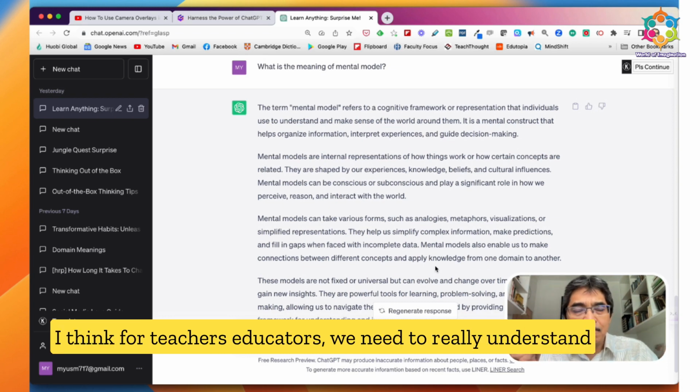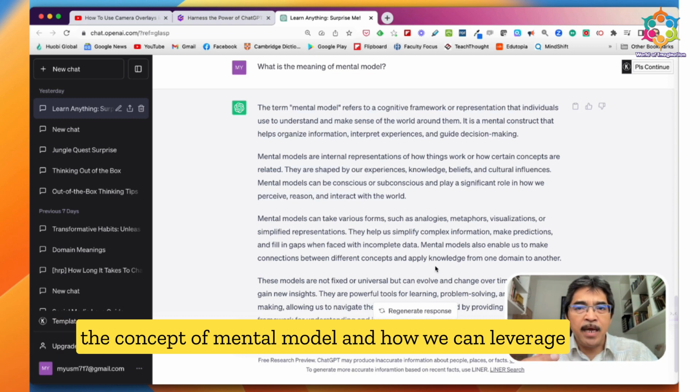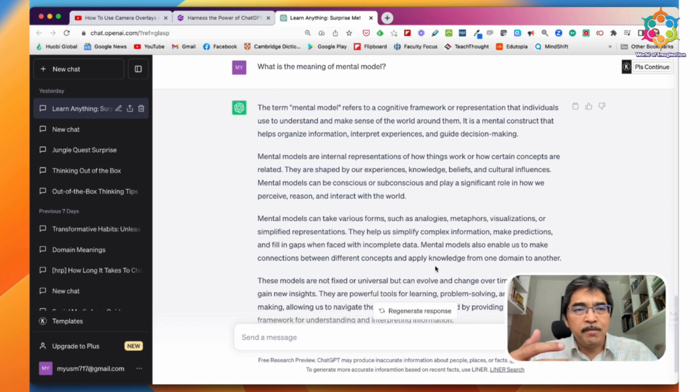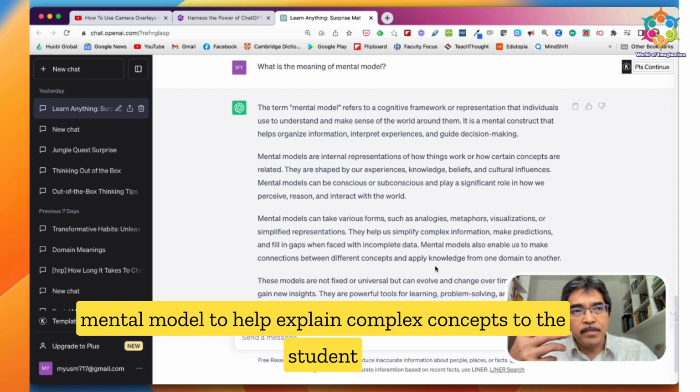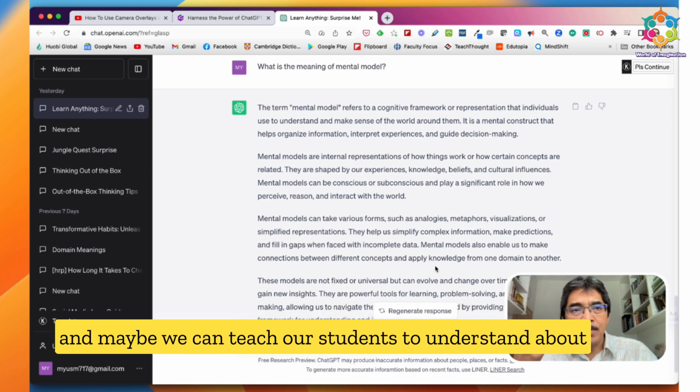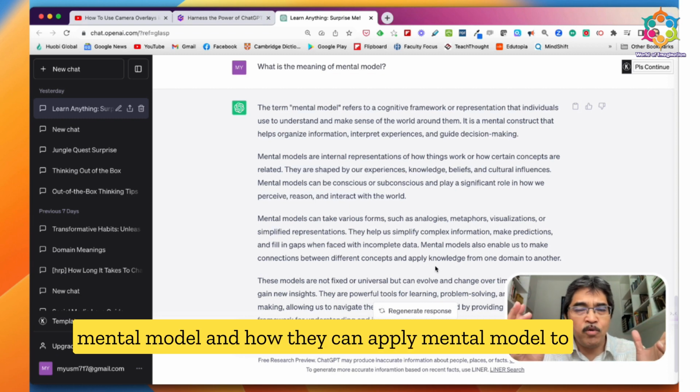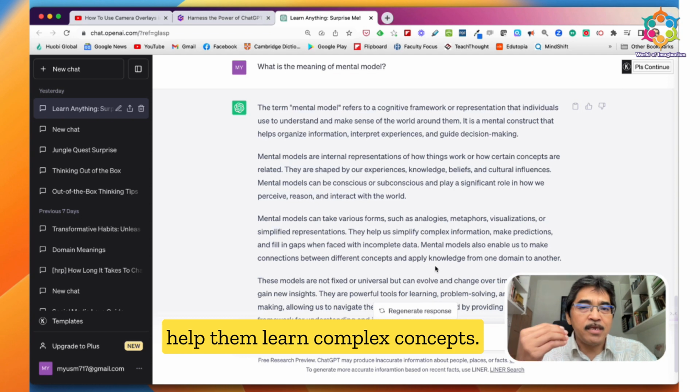I think for teachers, educators, we need to really understand the concept of mental model and how we can leverage mental model to help explain complex concepts to the students, and maybe we can teach our students to understand about mental model and how they can apply mental model to help them learn complex concepts.